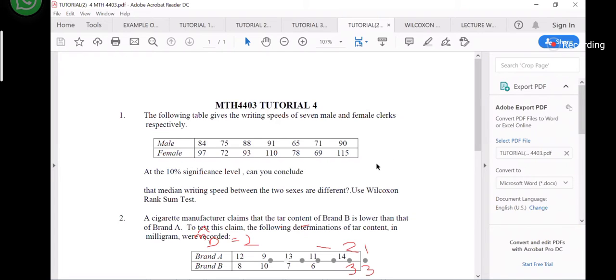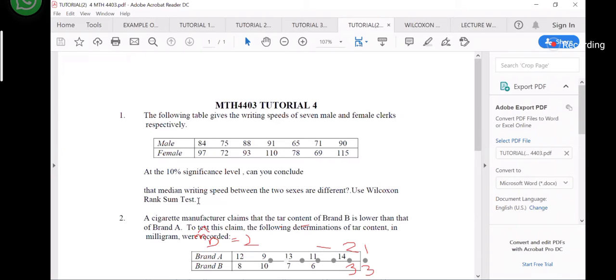U1 and U2, the number of X to the left of Y, the number of Y to the left of X, U2. Yeah. That is our first technique. The second technique, use the Wilcoxon rank sum test. Okay. Either technique will give you the same value as Mann-Whitney.